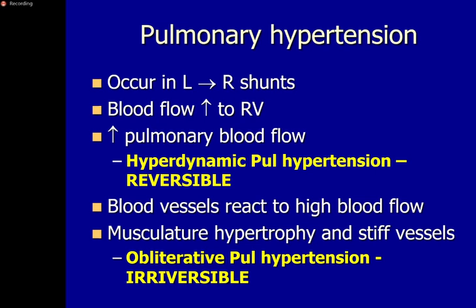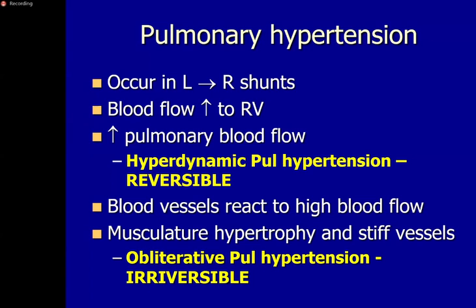Pulmonary hypertension is where, as I said, any blood vessel that contains more blood will develop increased pressure. When there is left to right shunting, more blood is coming into the right side. So blood flow increases to the right ventricle, and then pulmonary blood flow increases. The initial stage we call hyperdynamic pulmonary hypertension because there is more volume of blood. The dynamicity, the movement, is increased. So this is reversible.